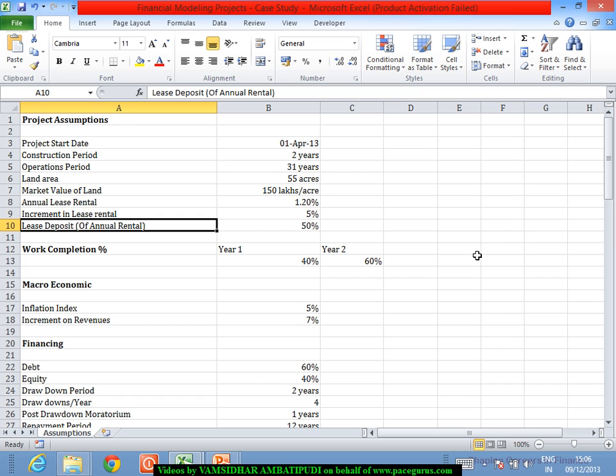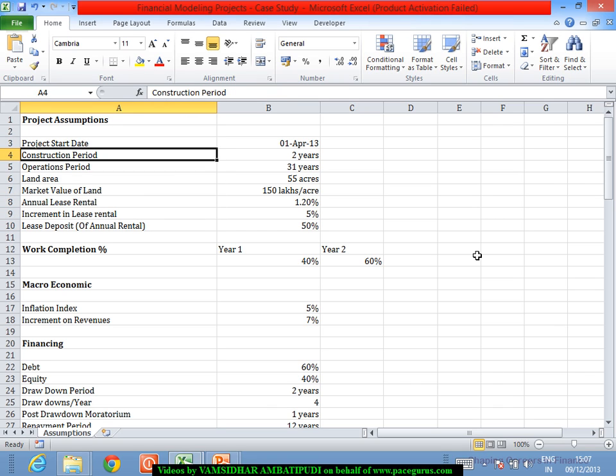So this assumption sheet, just to quickly summarize the case, we are assuming some start date for the project. As per the case, we have seen that it's a 2-year construction period, 31-year operations period, and the project is to develop a bus terminus in an area of 55 acres of land, wherein the market value of the land is 150 lakhs per acre or sometimes 1.5 crores per acre, and with an annual lease rental of 1.2% per year, with the lease rentals growing at the rate of 5% every year, and also 50% of the annual rental being kept as a lease deposit.